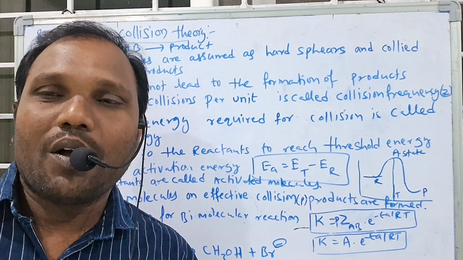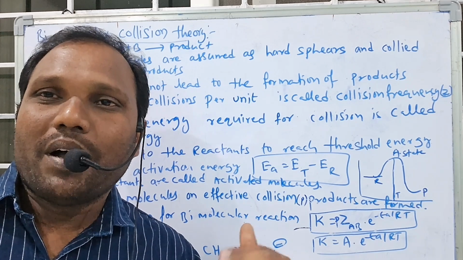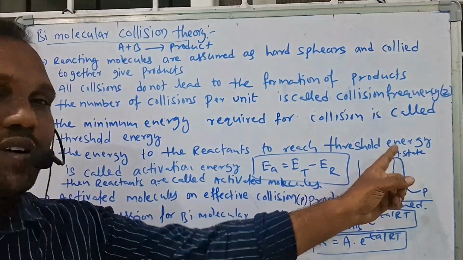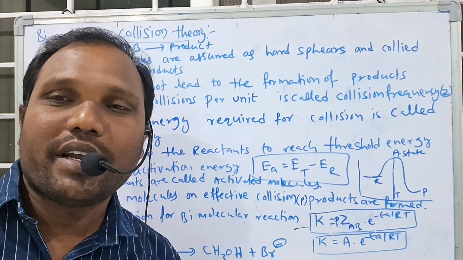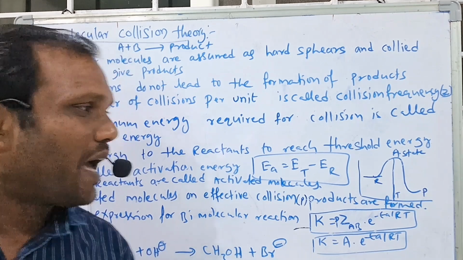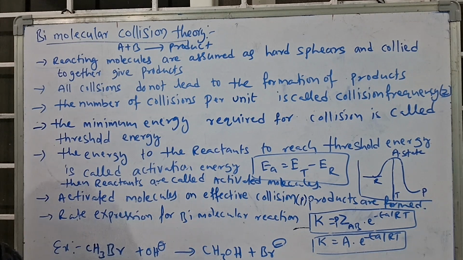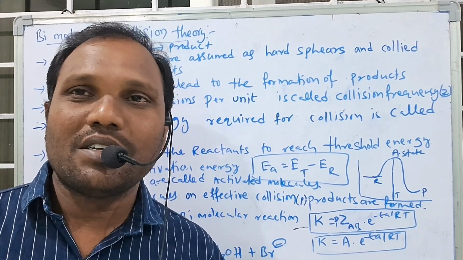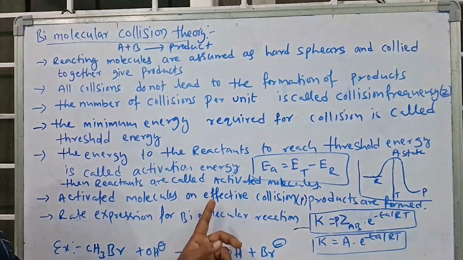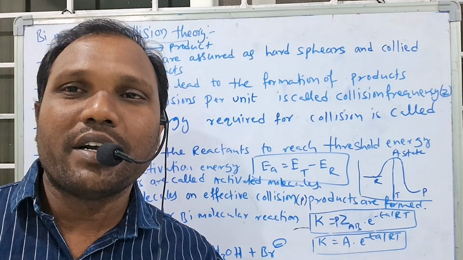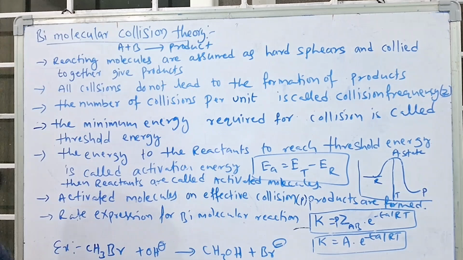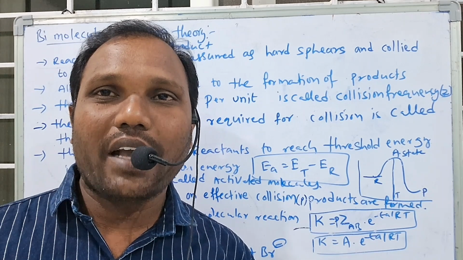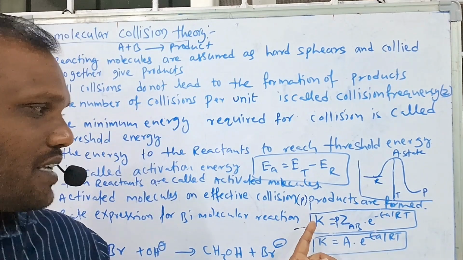Now, by utilizing the threshold energy, the reactants go to the activated state. At the activated state, the reactant molecules are called activated molecules. The activated molecules are involved in the collisions. Such collisions are effective collisions. Only they are converted into the products. For the bimolecular collision theory, the rate of reaction is expressed as follows.